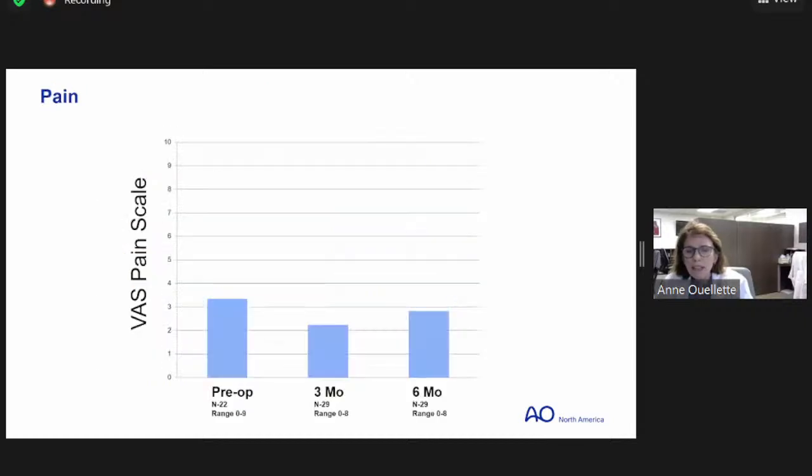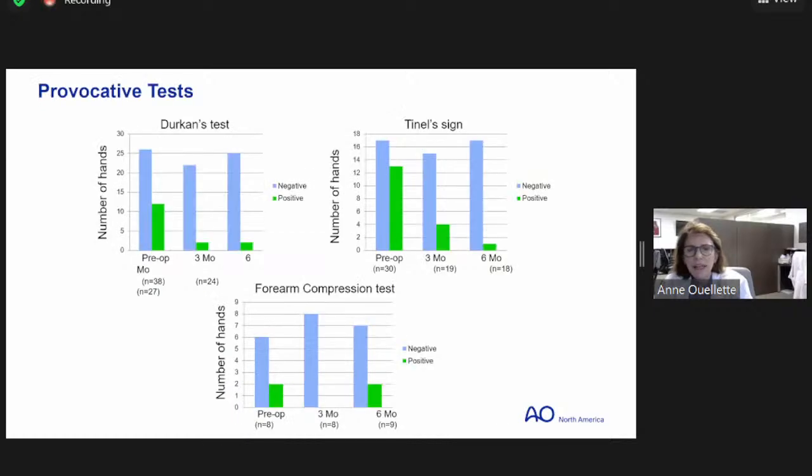And so we looked at pain scales. The pre-op pain scale was above 3 on the VAS pain scale, but by 3 months post-op, they dropped to around 2, and then they begin to creep back up. And again, some of this is just scar and that kind of thing. But if you look at their Durkan's test, they really diminished the number of positive people with Durkan's, same with their Tinel's, and same with the forearm compression test dropped.